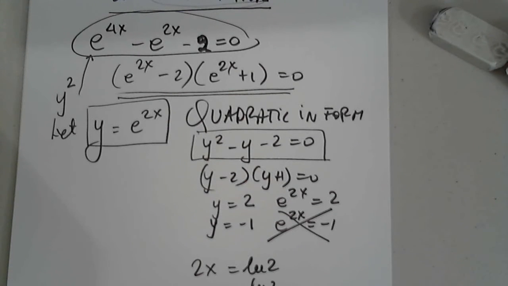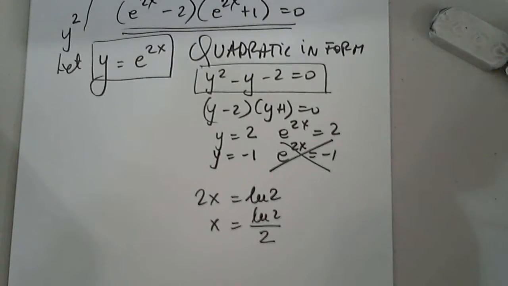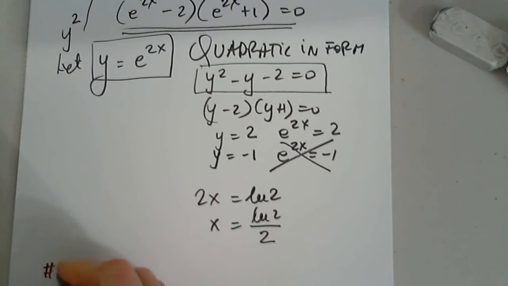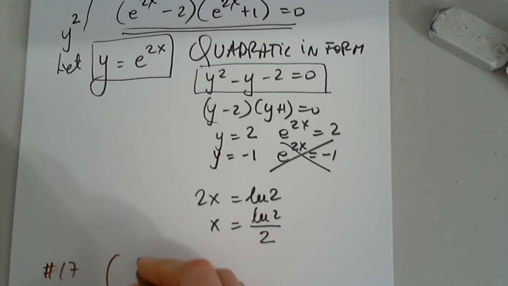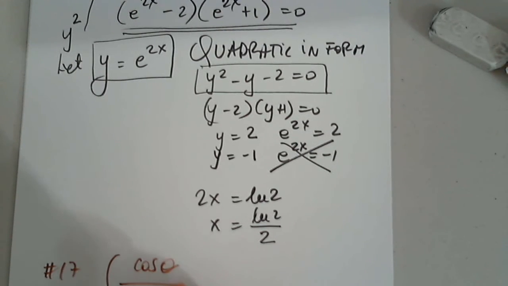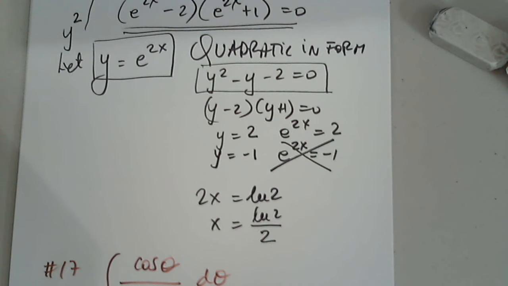Going to 17. Let's start with 17. Very good. So let me copy it and then I'll stop sharing. The integral of cosine theta over 1 plus sine theta d theta. Okay, good pick.